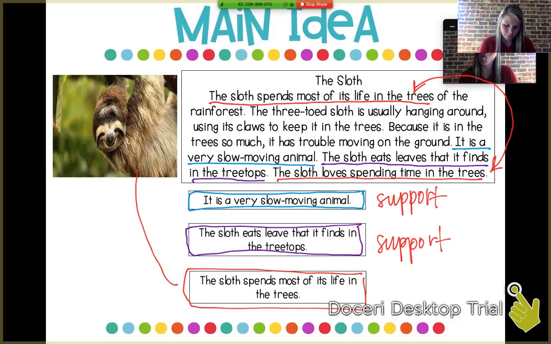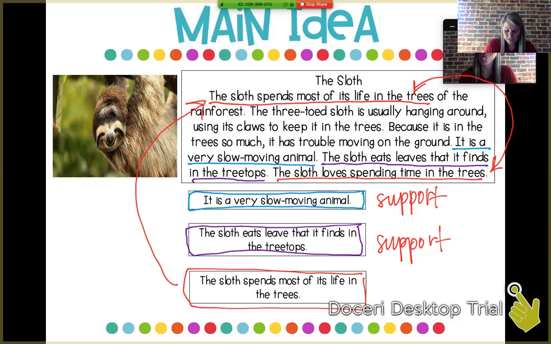It's really important that this is at the beginning of the paragraph. This is called a topic sentence that introduces us to the paragraph and often gives us a big clue to what the whole paragraph is going to be mostly about. So what are some things that the sloth does in the trees? It hangs out using its claws. It moves slow in the trees. It eats leaves in the trees. It loves spending time in the trees.